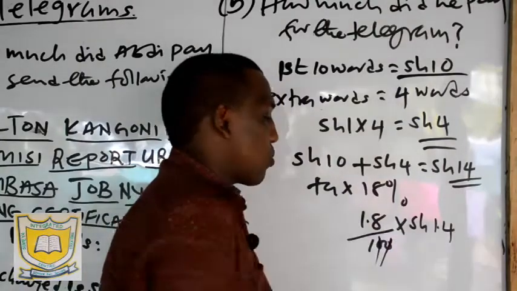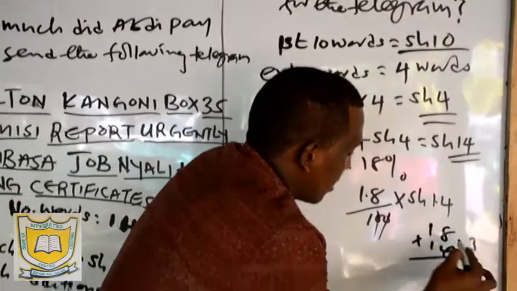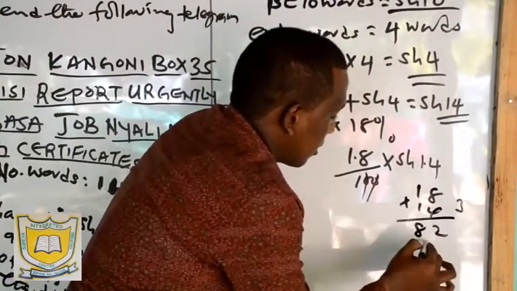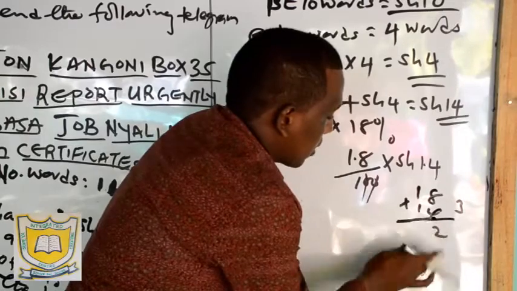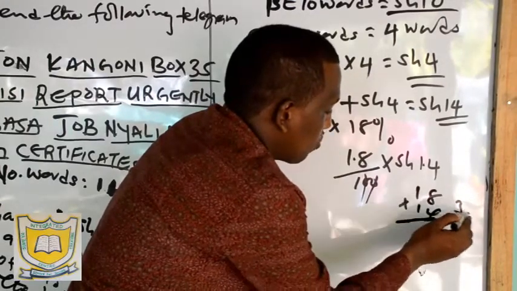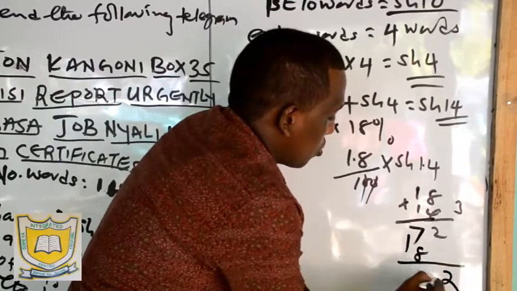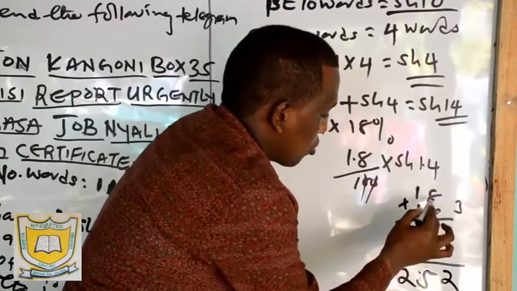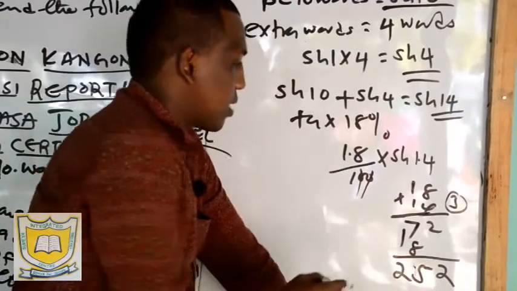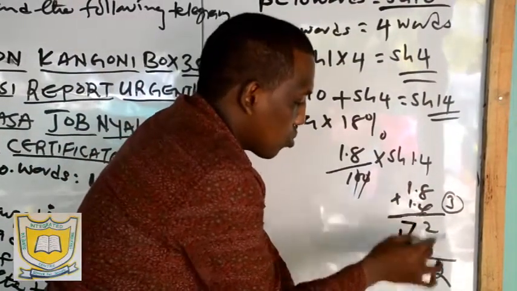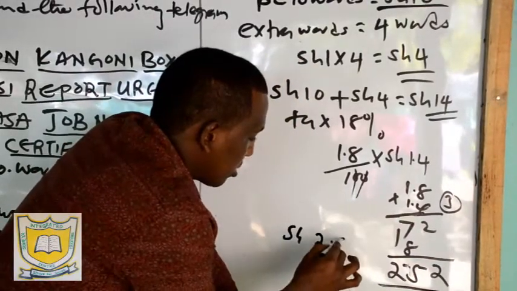So 1.8 times 1.4, you multiply now. So let's say 18 times 14. 8 times 4 is 32, 2 carry 3. 4 plus 3, 7, 8, 1. So 2, 5, 2. How many decimal points now? Each one had a decimal, 1 and 1, so 2 decimal places. So you will get now shillings 2.52.